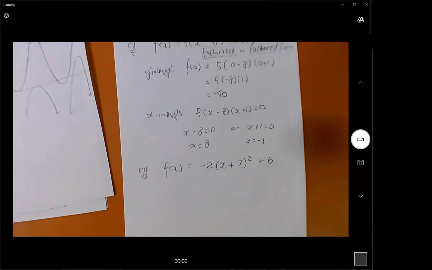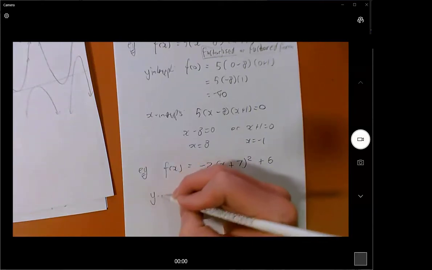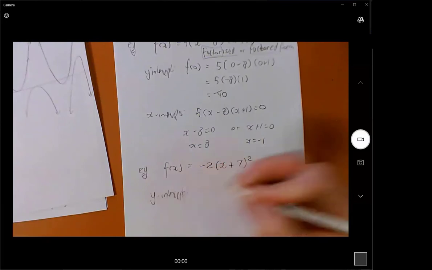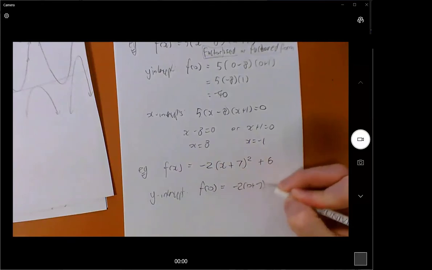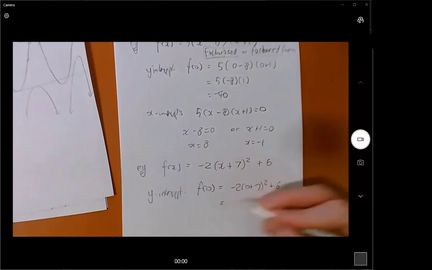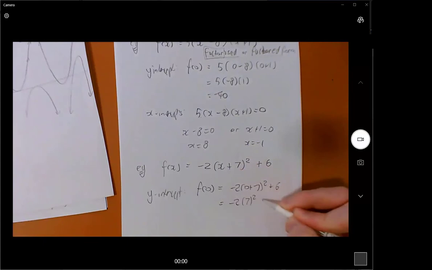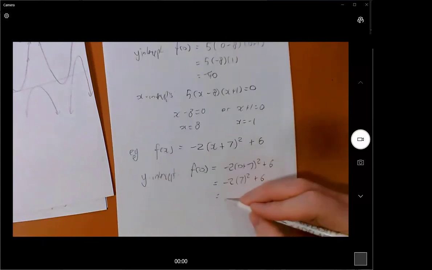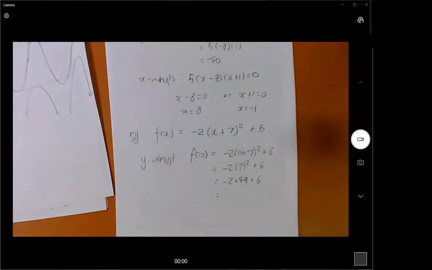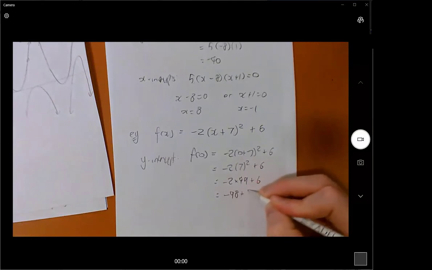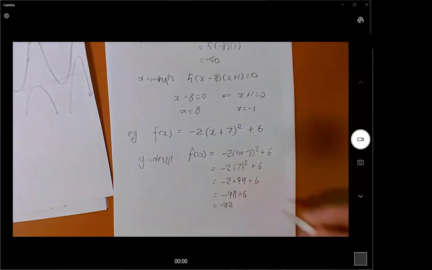This does not look at all like the other ones. I can make it look like the other ones if I want, but I'm not going to. The y-intercept was the same as always, sub in x equals 0. I get minus 2 times 7 squared plus 6. Oh man, I've made it hard for myself. Well, 2 times 50 would be 100, so 2 times 48 would be 98. Minus 92.